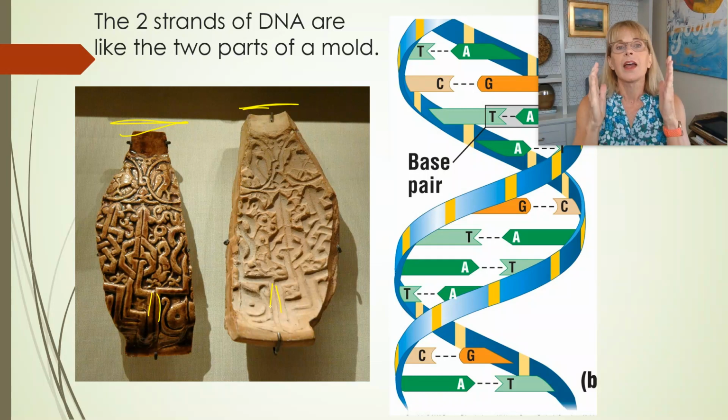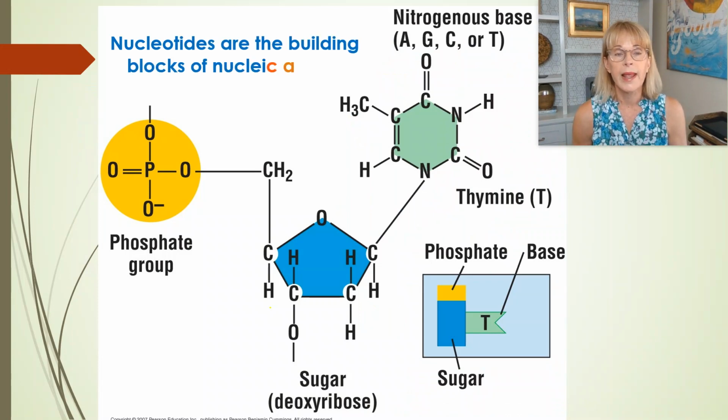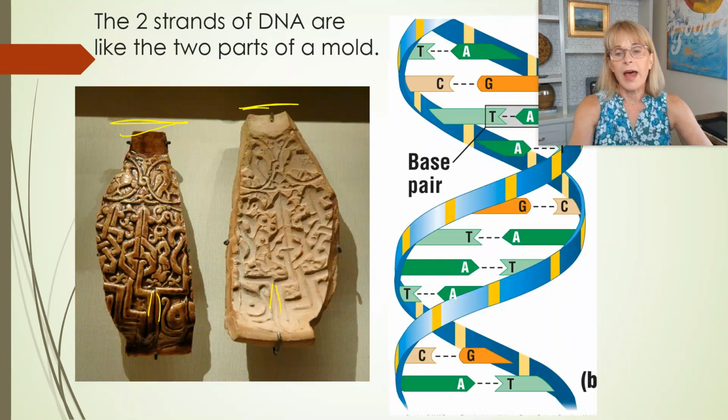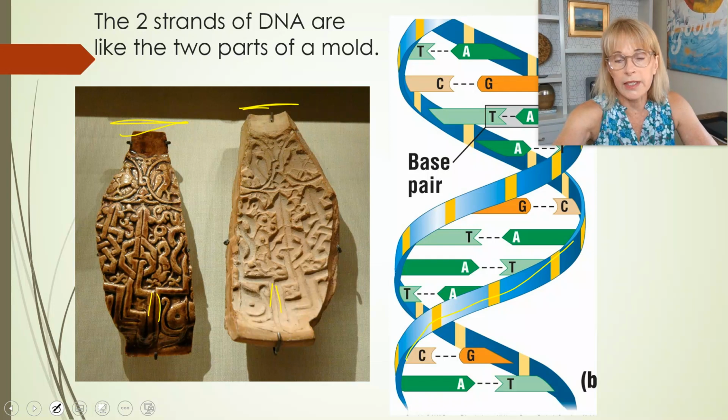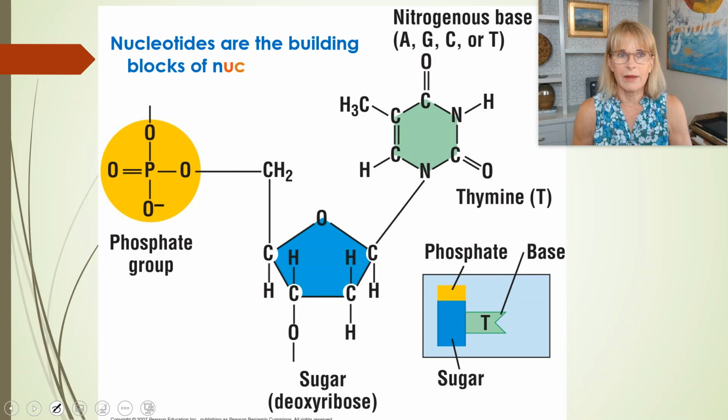Big problem. This two-part mold situation is how life with a capital L solved the problem. Now, I mentioned that this stuff called DNA is made out of individual base pairs. So here and here, that's a base pair, right? So what do I mean by that?